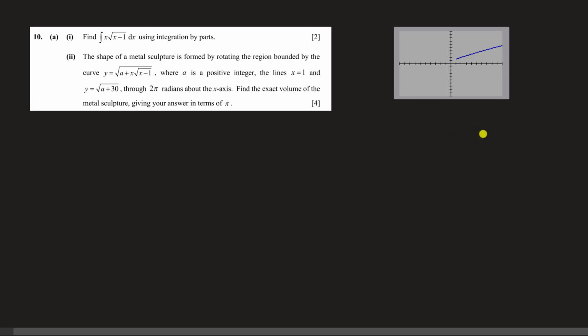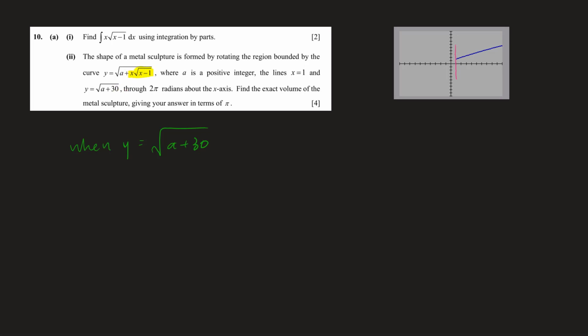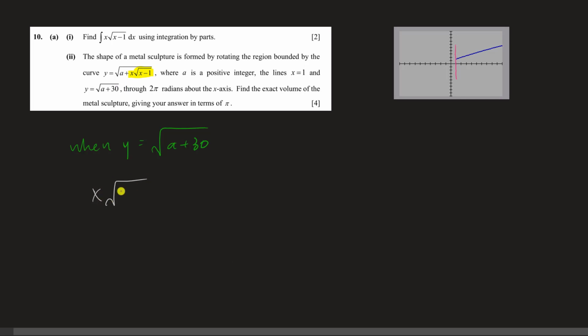Now you have to find out what the region is. x equals 1 is clearly this particular line here. And y equals root a plus 30. Now here's the issue. You don't know where this horizontal line is. When y equals root a plus 30, can you tell that this highlighted part is 30? So your job is simply to solve for x root x minus 1 equals 30. Usually, it'll give you an integer answer.